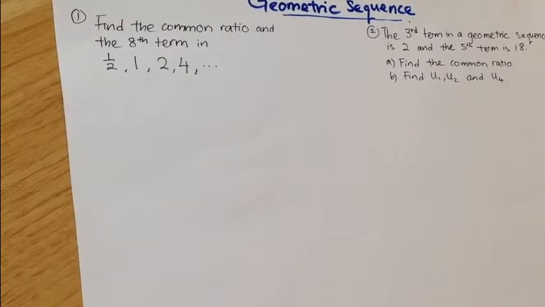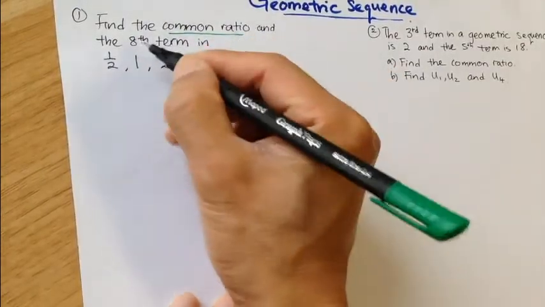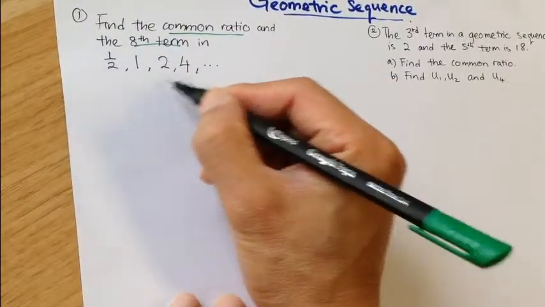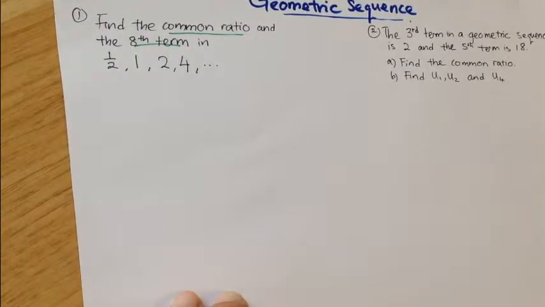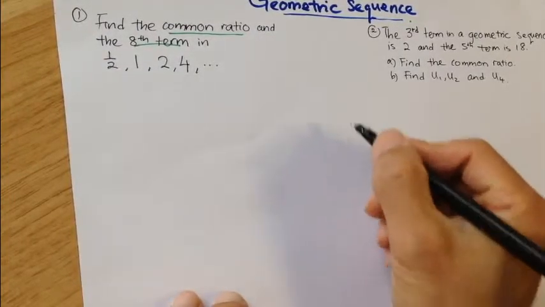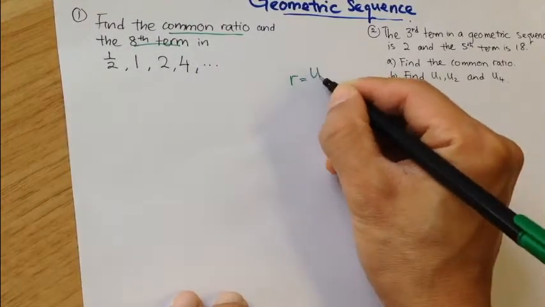Today we'll talk about geometric sequence. Let's look at these questions. Say, find the common ratio and the eighth term in this particular sequence. Now, first of all, what is the common ratio? The common ratio is obtained by using this formula.